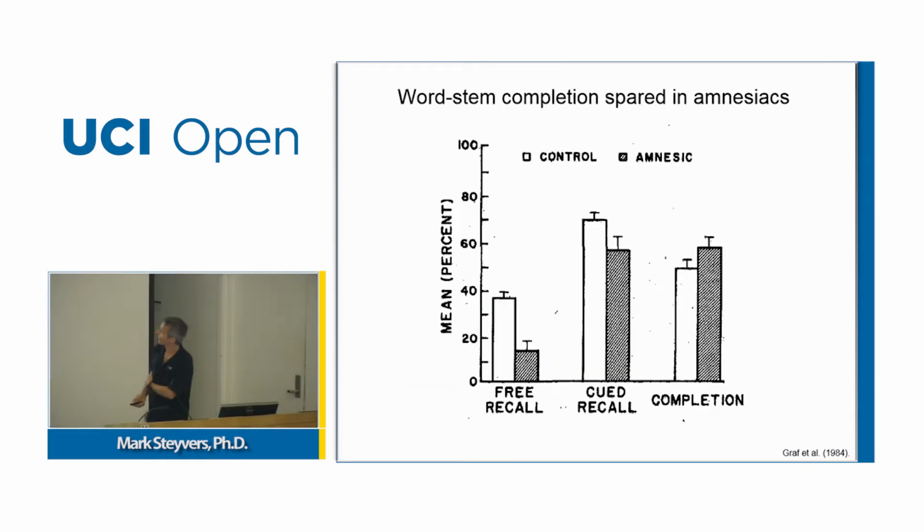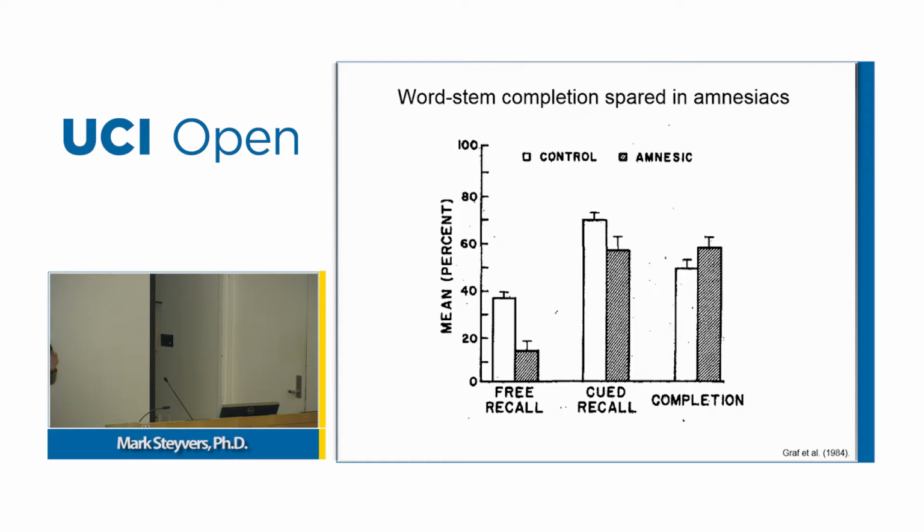So here are the results. The bars on the right-hand side show the results for this cued recall and this completion task for the controls and amnesics. So in the cued recall task, the controls are better. They can form more words than the amnesics. Totally not surprising, right? Amnesics can't remember very much. They can't form new memories very well.